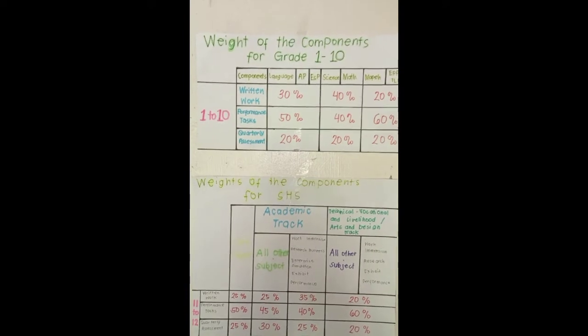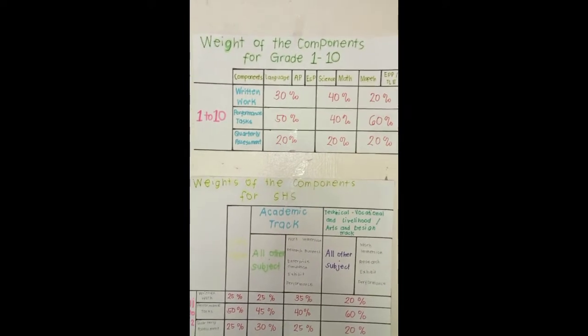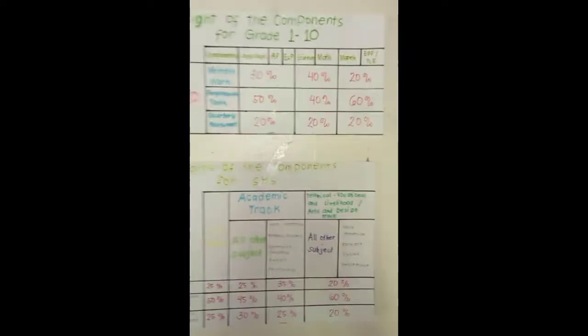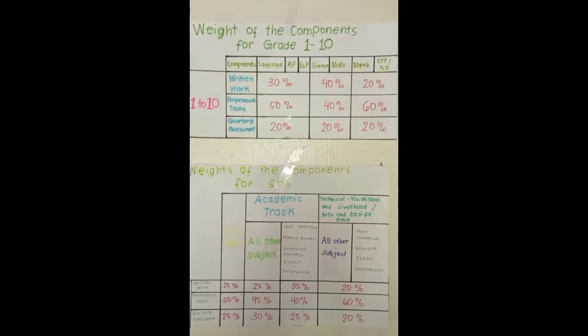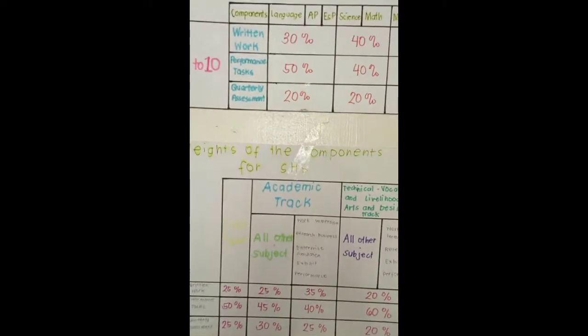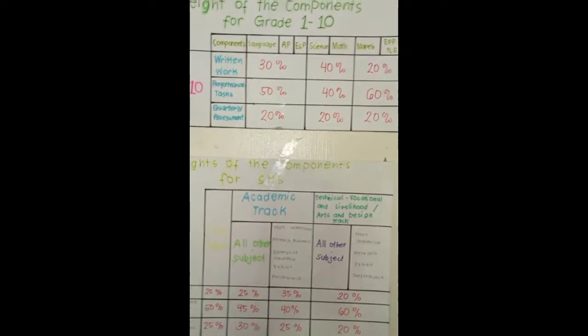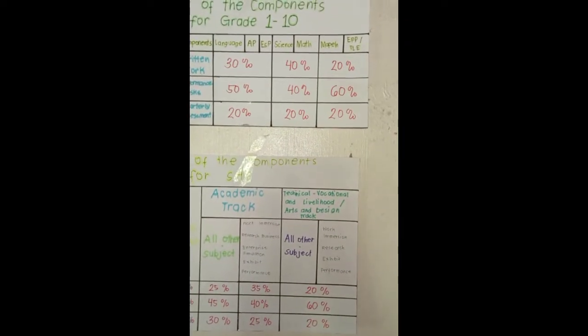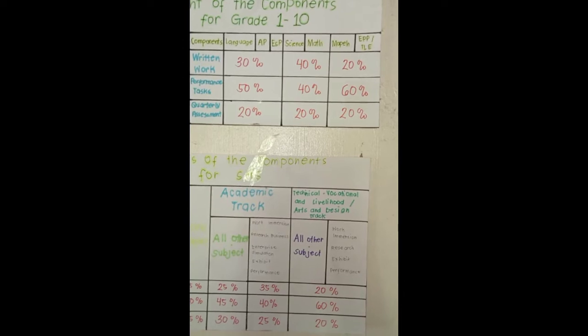At this part, it is the representation of how you will grade your students. Like at this part, weights of the components for grades 1 to 10. Then next, weights of the components for senior high school students' academic track and technical, vocational, and livelihood, or arts and design track.